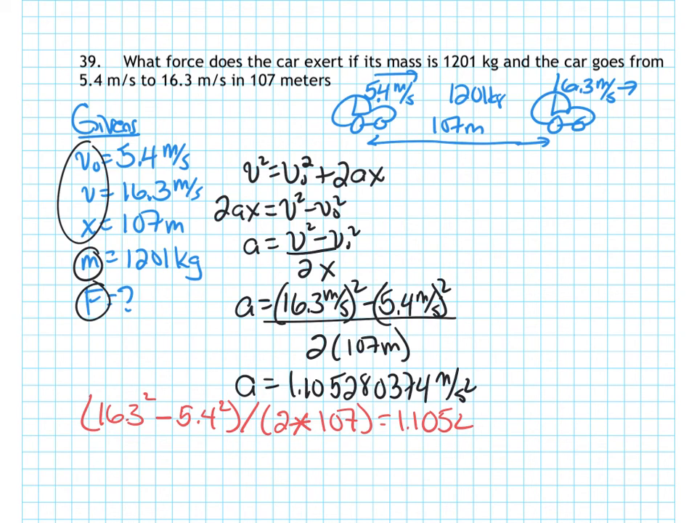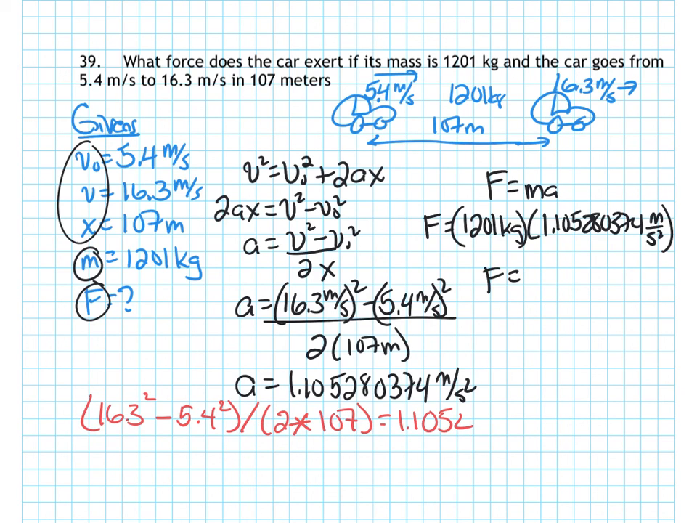Back to the problem. I'm looking for the force. So that's F equals ma. So my force is equal to the mass, 1,201 kilograms, times the acceleration, 1.10528.0374 meters per second squared. So that's going to give me a force of 1327.44 and some other decimals newtons. Now to 3 sig figs, that would be F is equal to 1330 newtons.